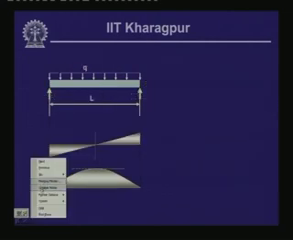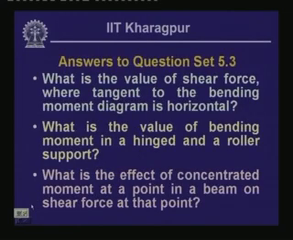Now, let us look into the second question: what is the value of bending moment in a hinged and a roller support? This question is quite straightforward. As we have seen when evaluating the reactive forces at the hinge support and the roller support, and when we discussed the different kinds of supports, a hinge support is constrained to move in the horizontal and the vertical direction, but it is allowed to rotate. So, there is no restraint on the rotation, and thereby it cannot sustain any moment. And so it is at the roller support.